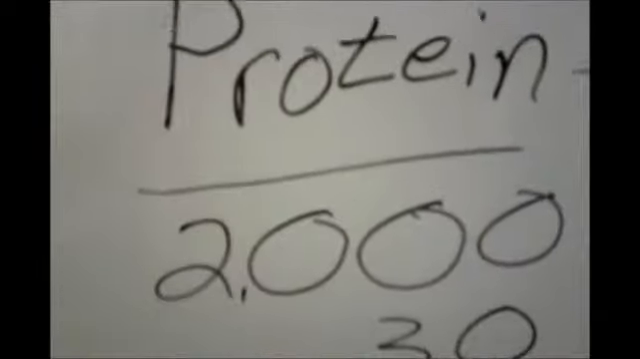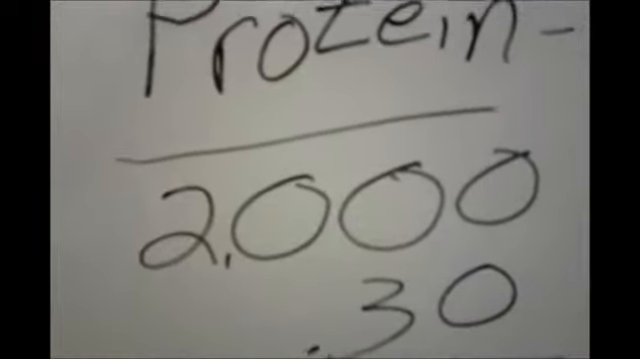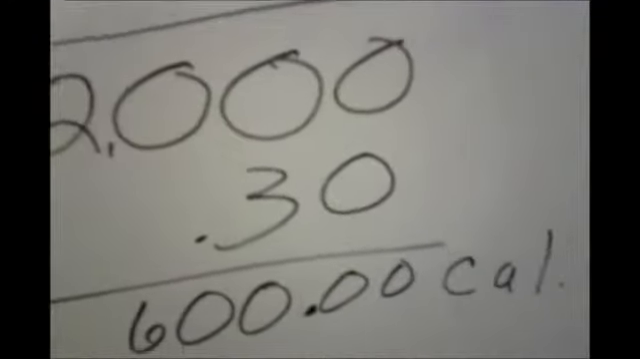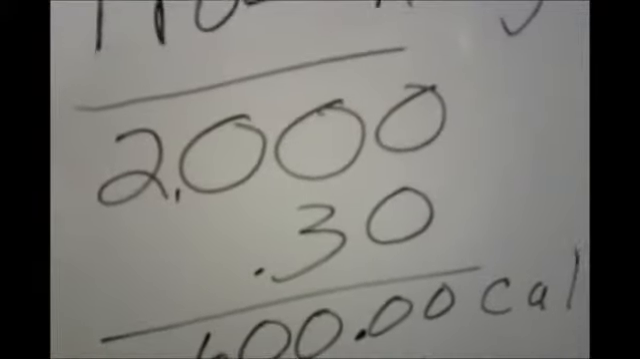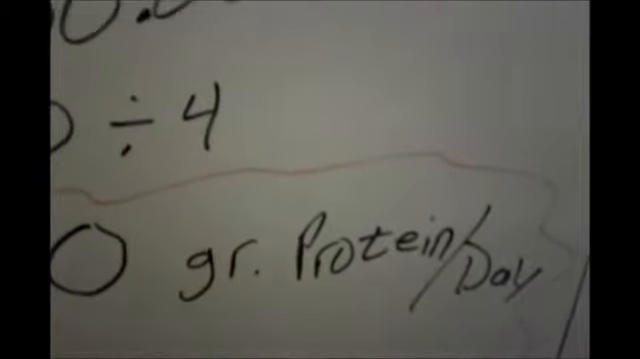Now remember, we want 30% of our calories coming from proteins. So we start the process all over again. On a 2,000 calorie a day diet, 30% of those calories is 600 calories each day from proteins. Now how many grams is that? Well, 1 gram of protein equals 4 calories. So we divide that by 4, and we come up with 150 grams of protein per day on a 2,000 calorie a day diet.